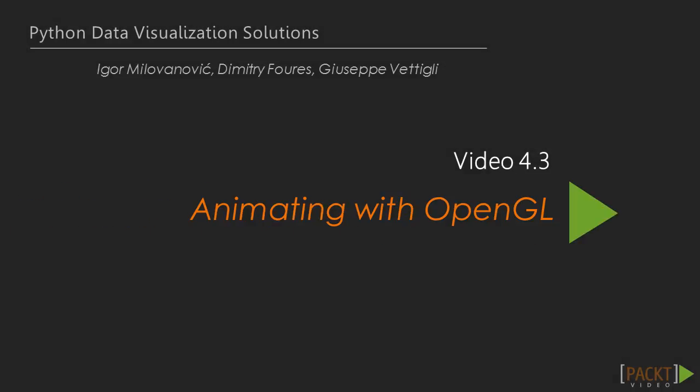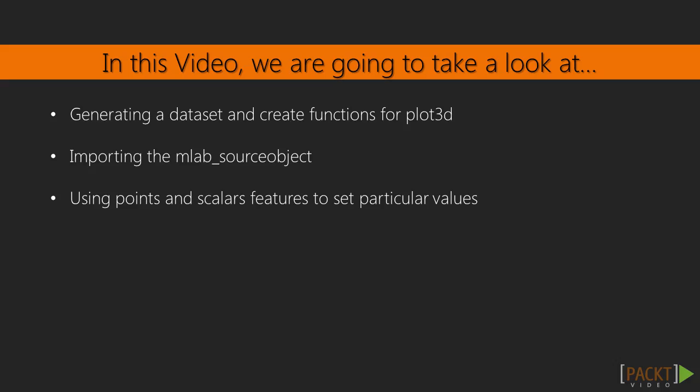Hello, we're now at the last video of this section, animating with OpenGL. In the previous video we looked at creating 3D histograms. In this video we'll see how to animate with OpenGL to enhance our 3D visualization. We'll first generate a dataset and create functions for Plot3D. We'll import the MLab source object and use points and scalars features to set particular values.